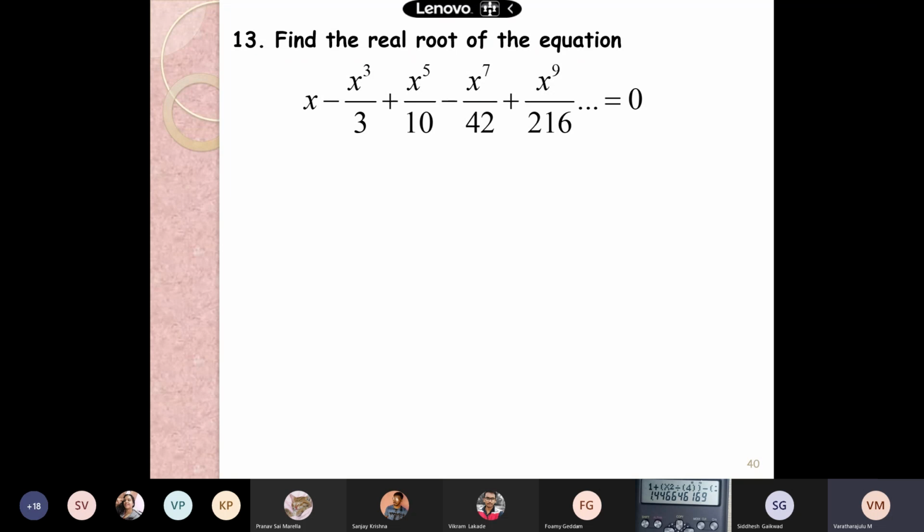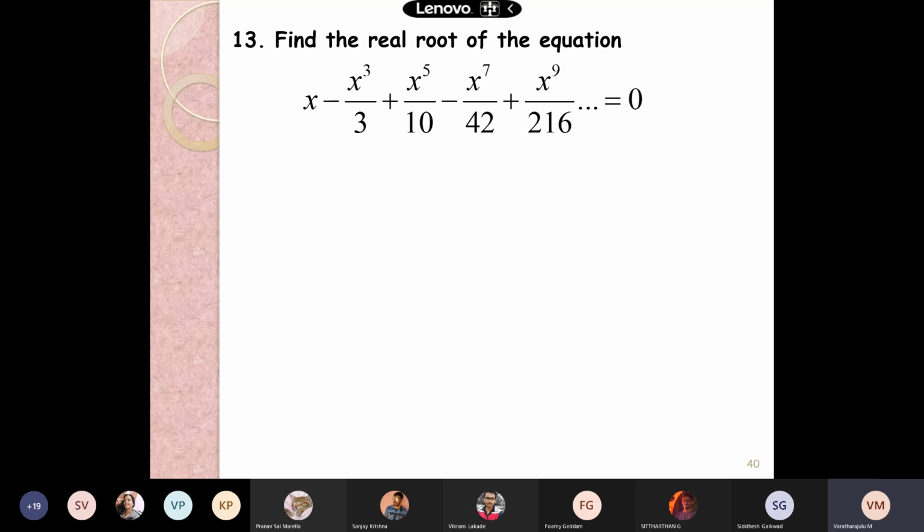Find the real root of the equation x minus x cube by 3 plus x power 5 by 10 minus x power 7 by 42 plus x power 9 by 246 is equal to 0. This has to be considered as f of x. So you get the phi of x equation by taking x alone on one particular side and continue your iteration. So this is what about the iteration method.